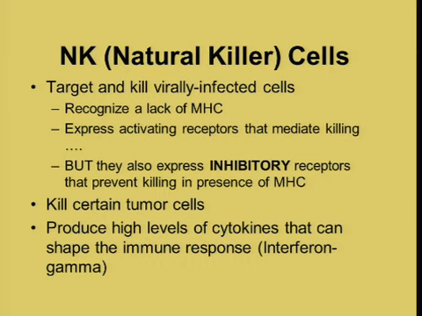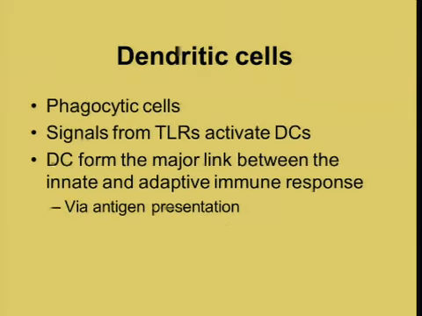Now, I'm going to skip this because this is dependent on understanding antigen processing and presentation. But just remember that NK cells also have inhibitory receptors that prevent killing in the presence of major histocompatibility complex. We'll cover that in the next lecture. So what they do is they basically guard against virally infected cells. They're not the only ones. And also certain tumor cells.